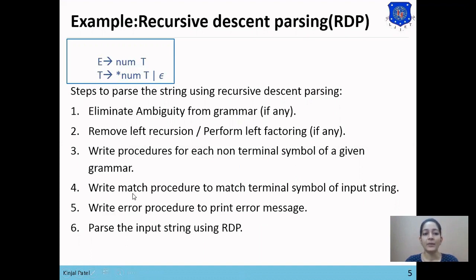Then write the procedure match to match the terminal symbol of the input string. Then write the error procedure to print the error message. So if there is any error in our input string, there will be one error procedure that will print the error messages. And the last step is to parse the input string using the recursive descent parsing algorithm.